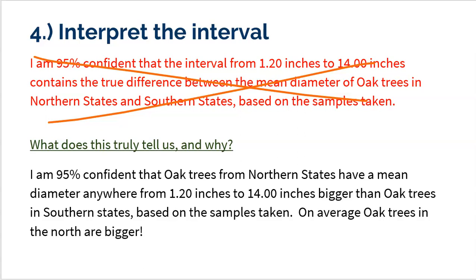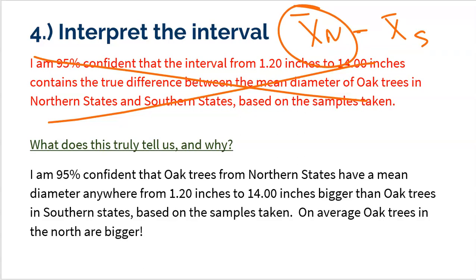So I noticed that the entire interval is positive. Now remember, I did the American sample. I'm going back to the other problem I just finished. Sorry about that. I did the northern sample minus the southern sample, and I got all positive. I got an interval that's entirely positive. What that tells me is that the sample from the north is bigger. So that means that I'm pretty confident that the true difference is going to favor the northern trees.